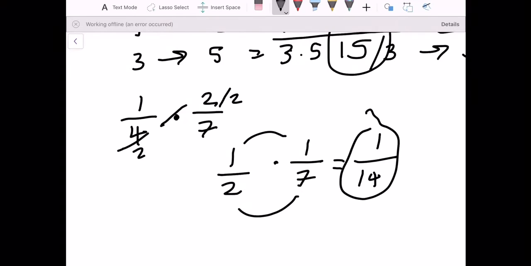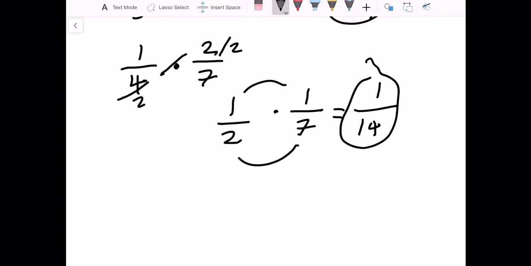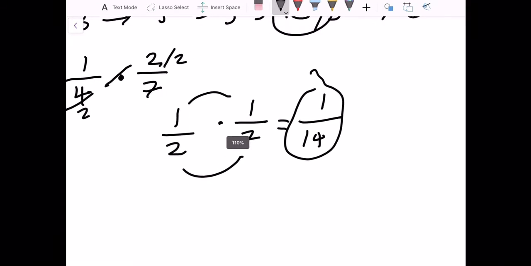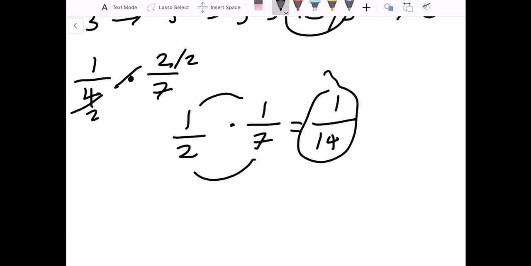It's okay if sometimes you forget to cross-simplify, but what will happen is you just have to simplify at the end. So for example, you'll get 2/28 if we don't simplify, and then of course we can simplify this by 2, which will equal 1/14 again.